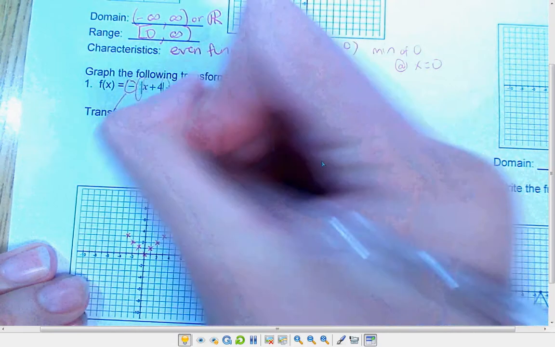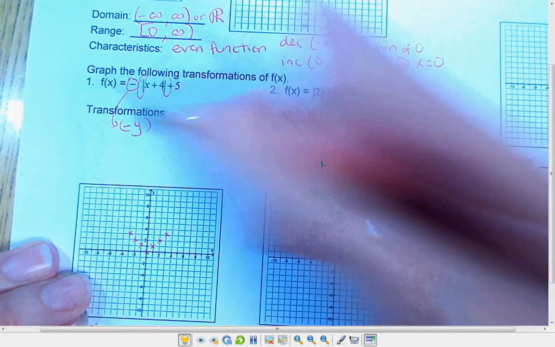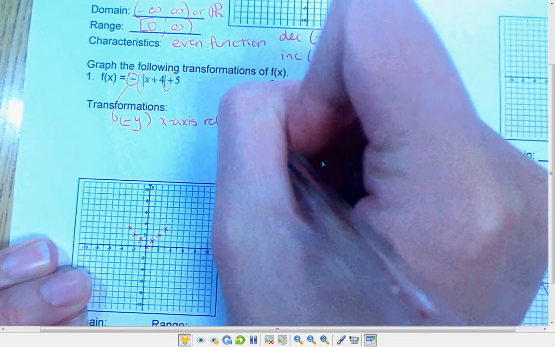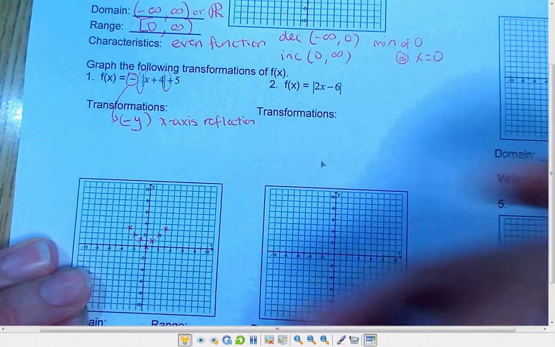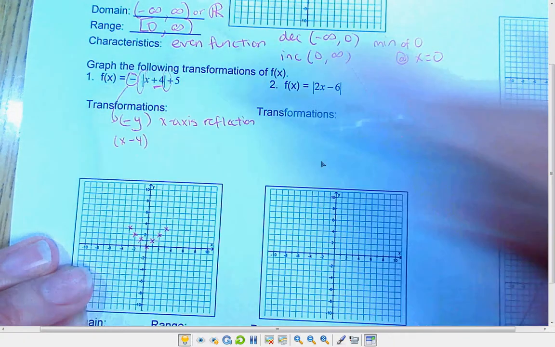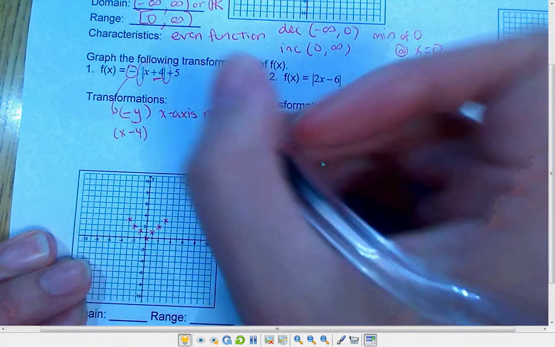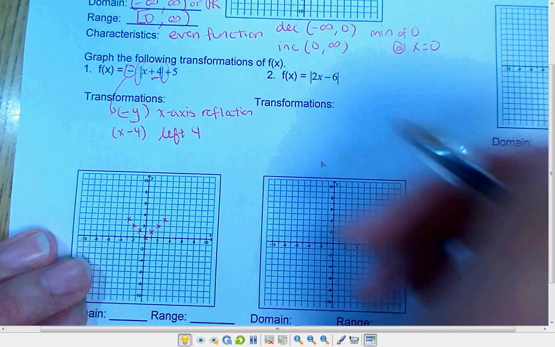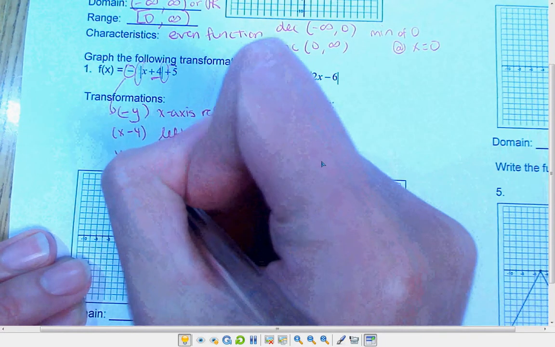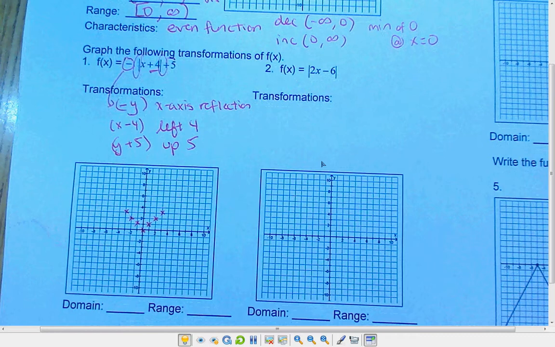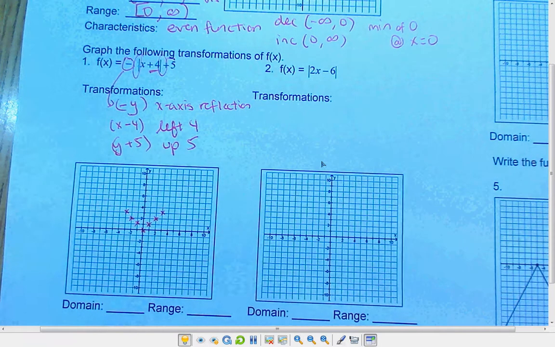So we have this negative. This is a negative on the outside, so I know it's going to be changing the sign of my y, which is an x-axis reflection. This +4 is inside, so I know it's actually going to be the inverse, so I'm subtracting 4 from my x's, which means I'm moving to the left 4. And the +5 is on the outside, so I'm adding 5 to my y's, which is really moving up 5. So these are the three things that are happening to my function.